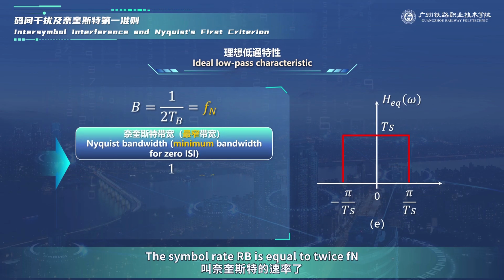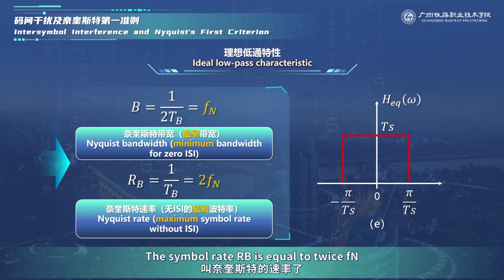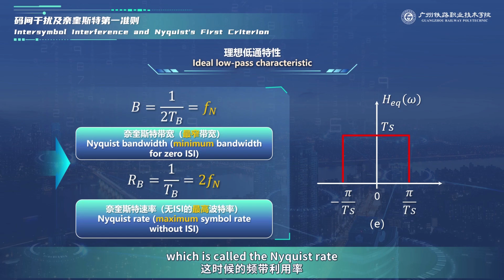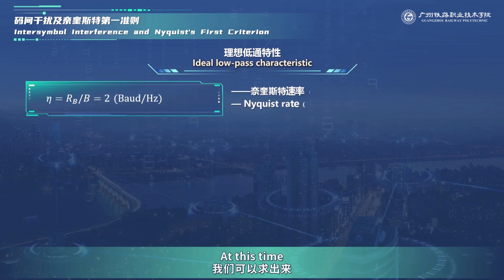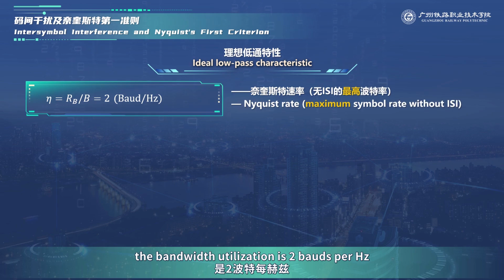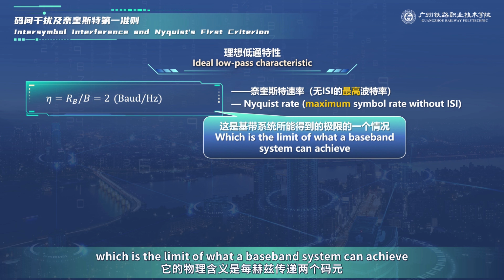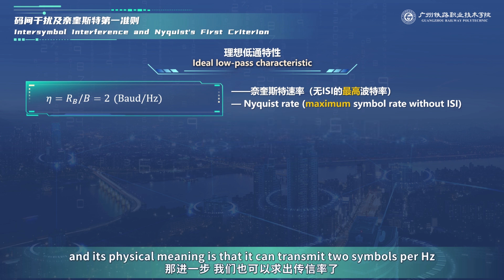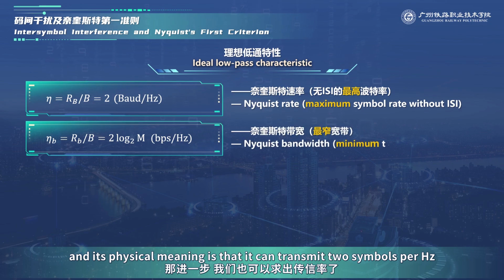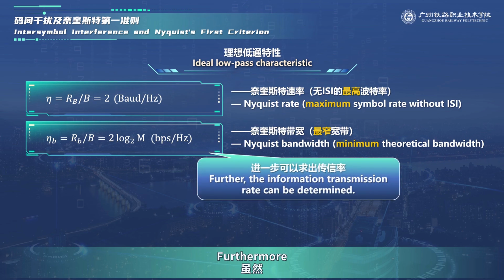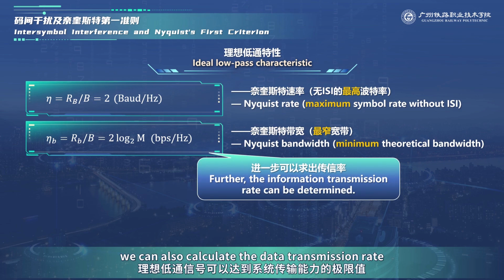The symbol rate RB is equal to twice the bandwidth, which is called the Nyquist rate. At this time, the bandwidth utilization is 2 baud per hertz, which is the limit of what a baseband system can achieve. And its physical meaning is that it can transmit 2 symbols per hertz. Furthermore, we can also calculate the data transmission rate.